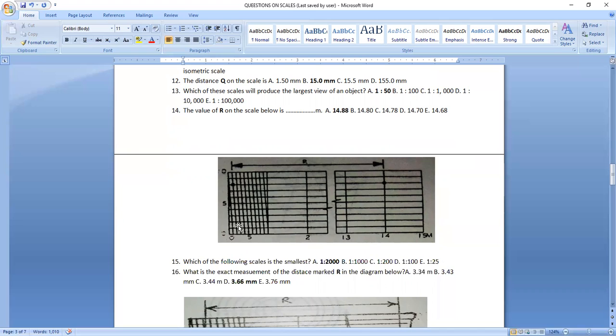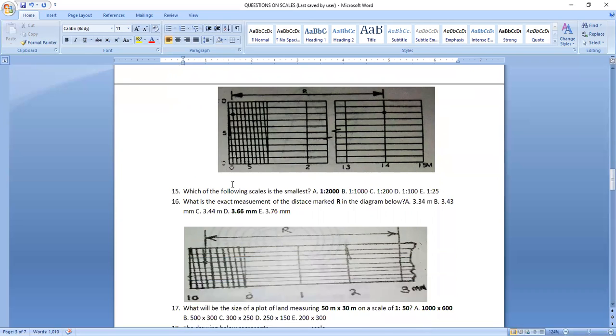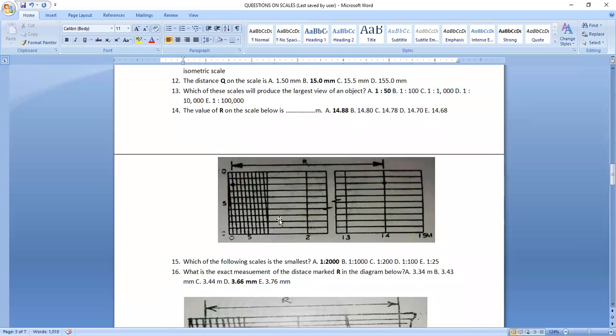We need to go up here. So we count from here, 1, 2, 3, 4, 5, 6, 7, 8. So that means we have 14.88. That is option A, the answer to the question. 14.88 is the answer to the question. Then move to question 15. So R is 14.88, as I said here.